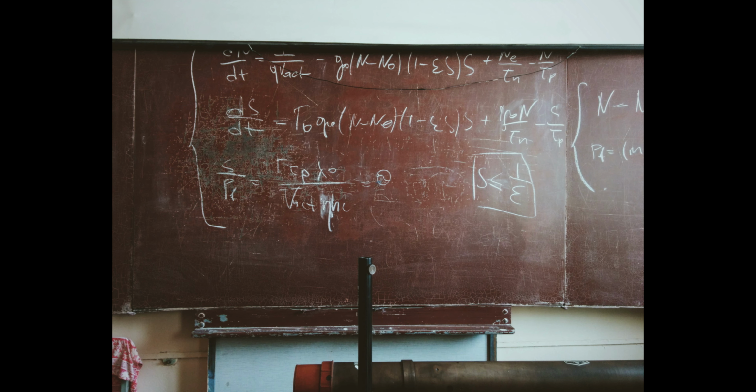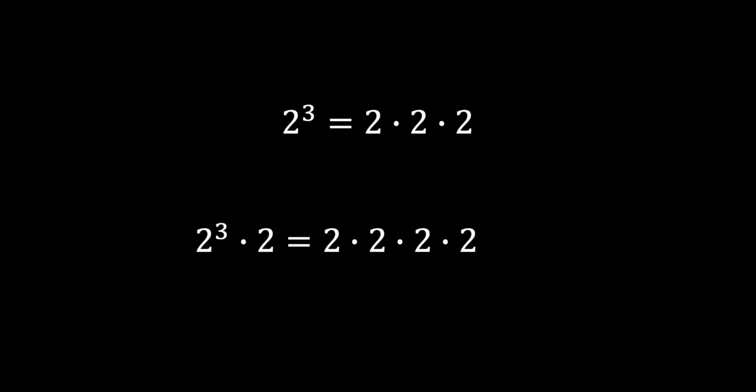First, let's do a quick review of what an exponent means. Suppose we have 2 raised to the power of 3. This means that you take the base number, which is 2, and you multiply it by itself the same number of times that it is raised to. Thus, 2 raised to the power of 3 means that we should multiply 2 by itself 3 times. Next, if we multiplied 2 raised to the power of 3 by another 2, this would then be 2 raised to the power of 4.